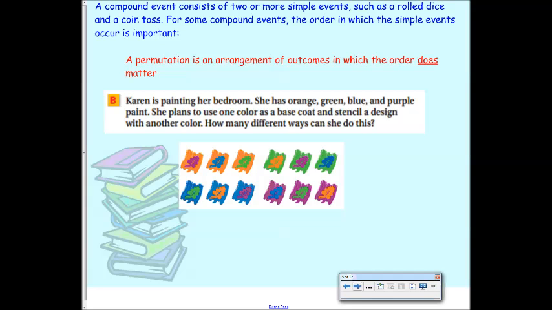All right, so just general gut reaction, the order doesn't matter. Okay? Because cashews and peanuts is the same as peanuts and cashews. Now a permutation is an arrangement of outcomes where the order does matter.